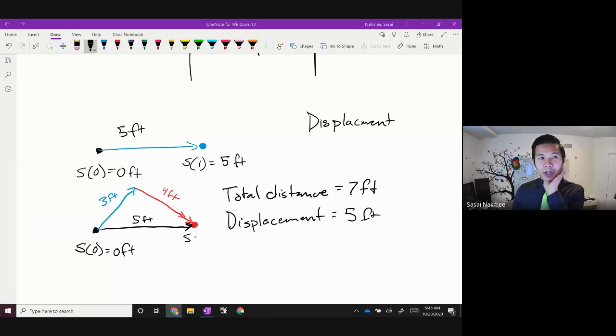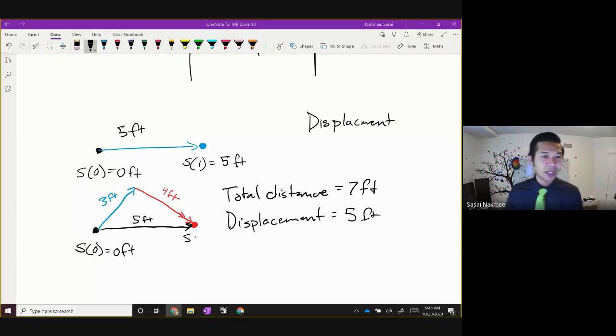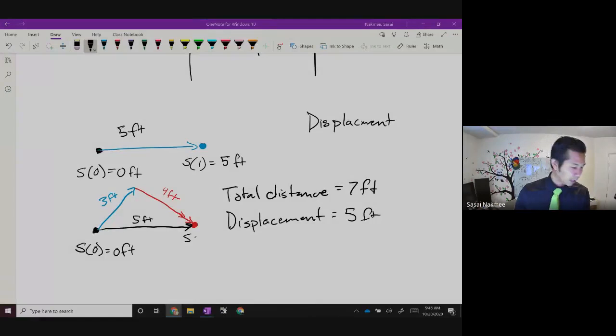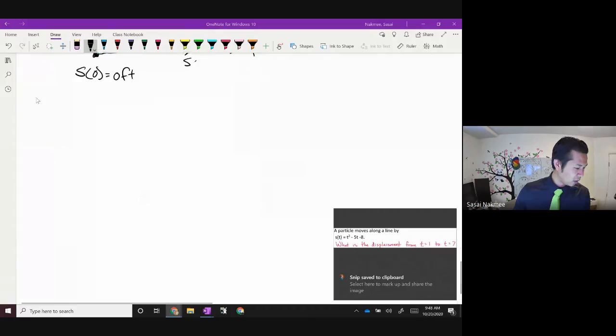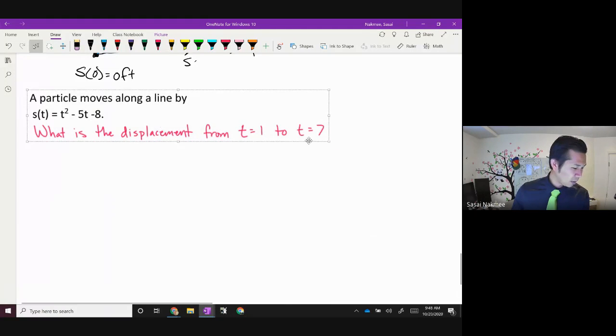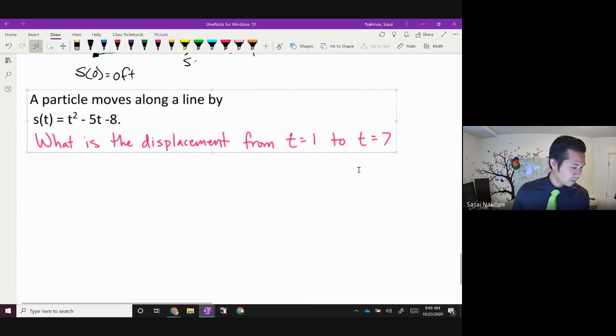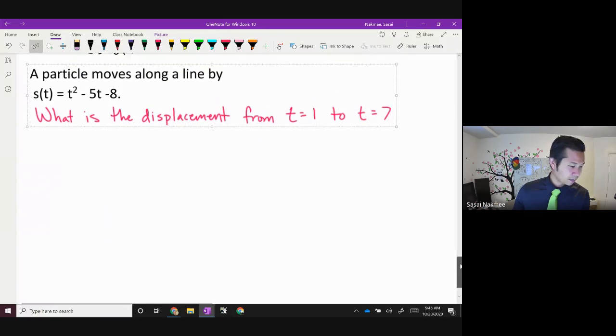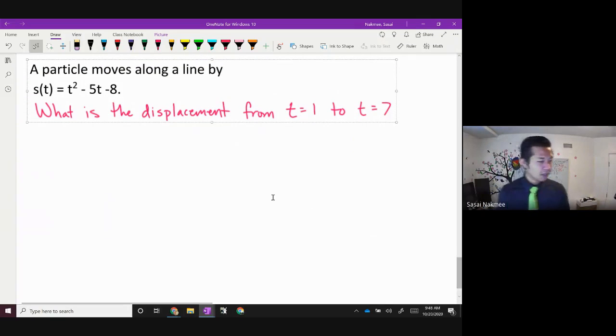So let's take a look at the same function, right? It's the particle that moves along the line by this function here. But let's calculate what's the displacement from t equals 1 to t equals 7. I already have it on your Pear Deck. You can go ahead and try it out if you want, or you can follow along with me as I explain it. Here is the same problem we were looking at earlier, except now we're not looking at velocity or acceleration, right? We're going to look at its displacement from t equals 1 to t equals 7.